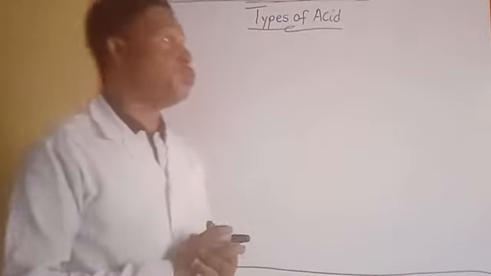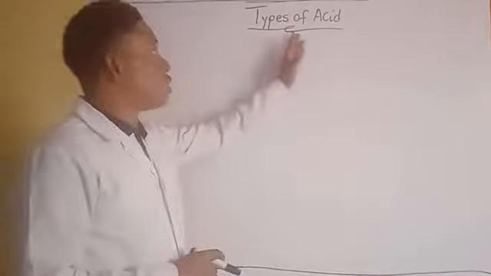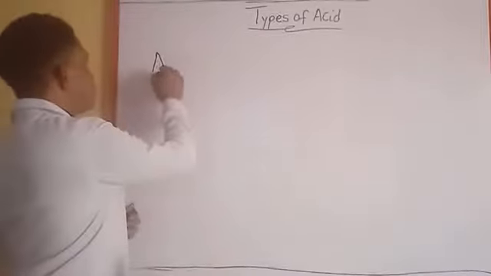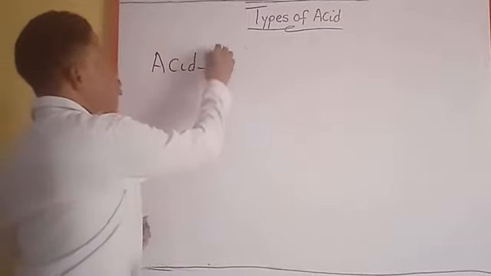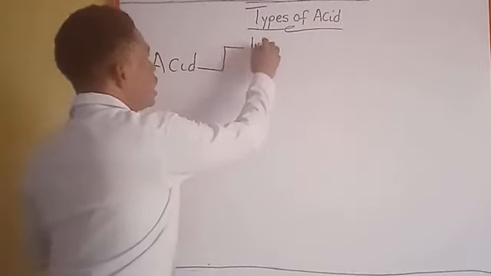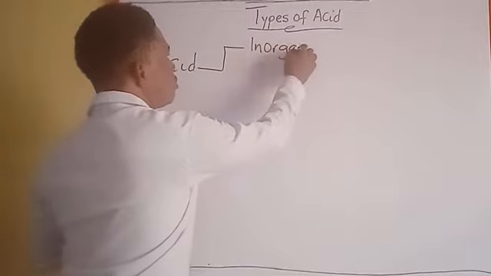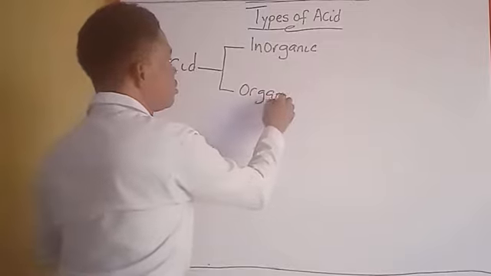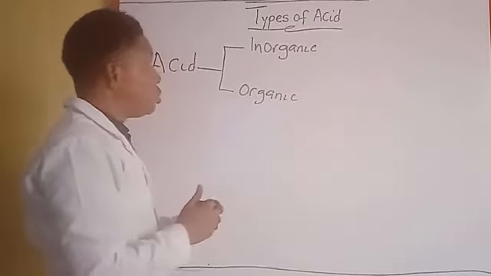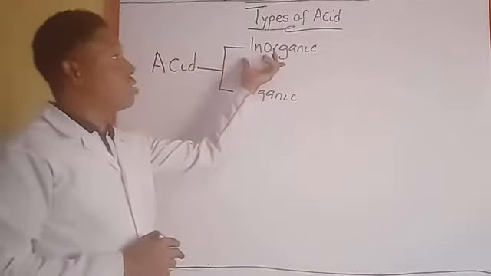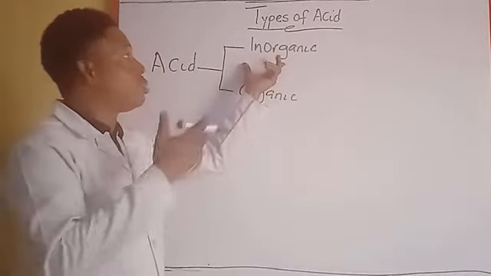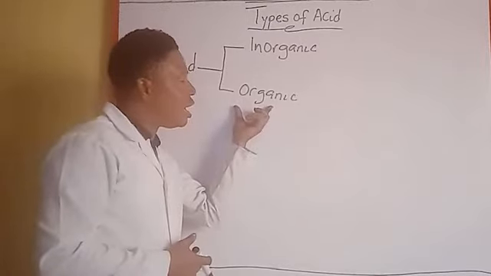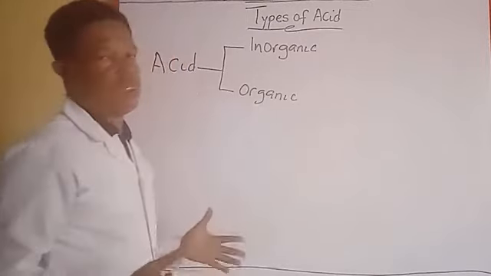In this short video, I'll be discussing the types of acid we have in chemistry. Basically, acids are of two types. We have the inorganic acid and we have the organic acid. The inorganic acids are the man-made acids. These are acids that can be prepared in the laboratory, while the organic acids are the naturally occurring acids.